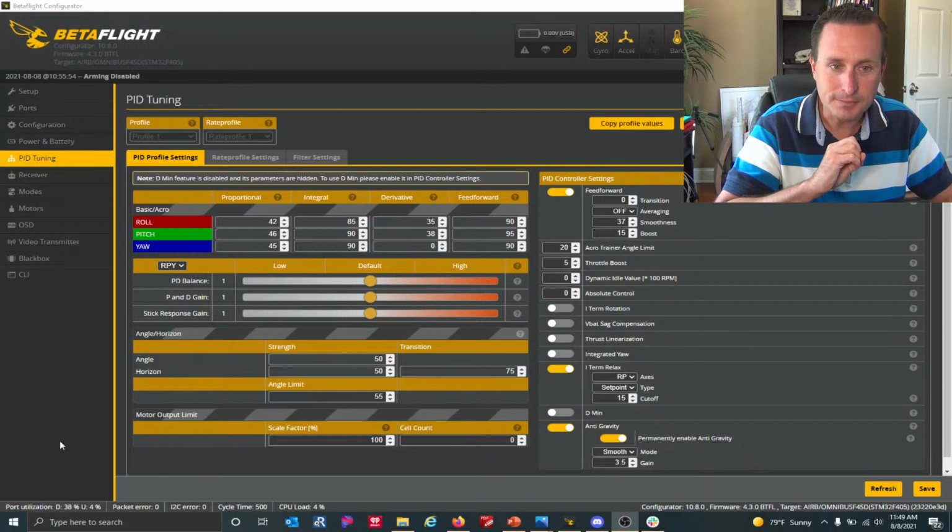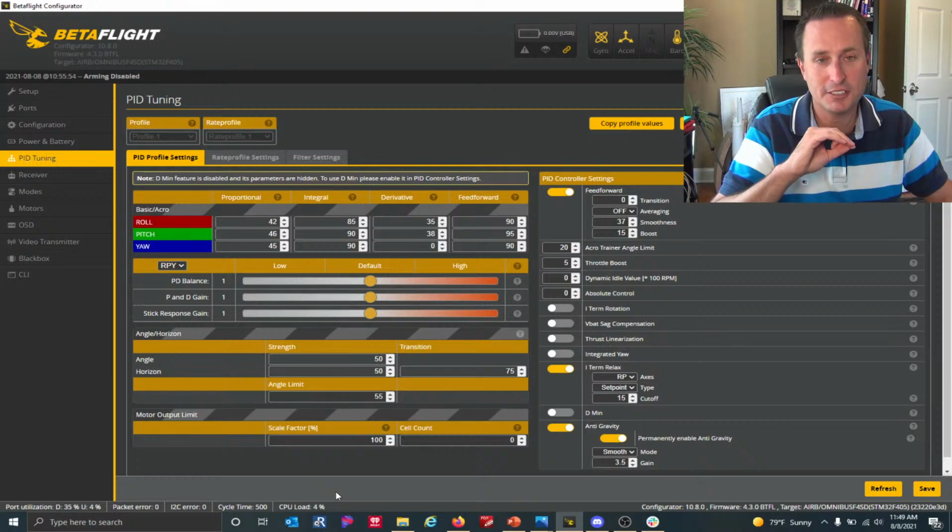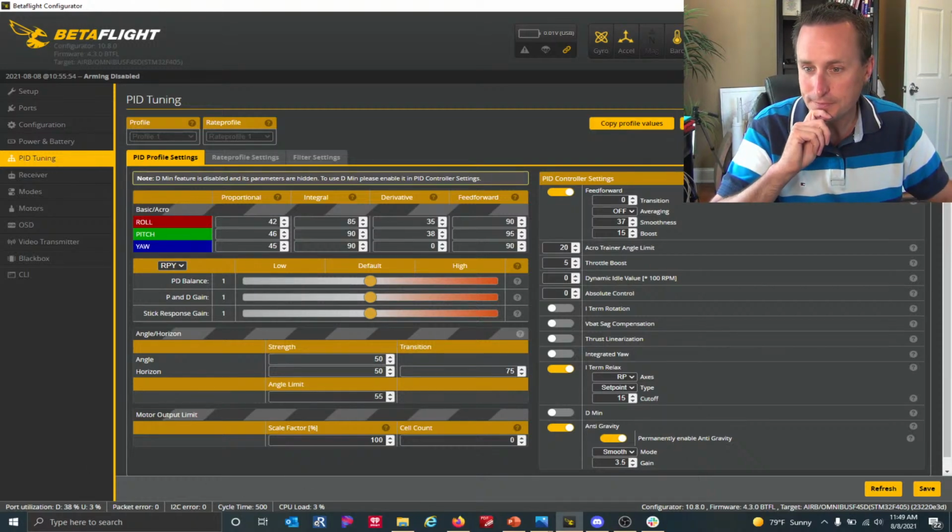Just remember, any given preset is just a default. That's all it is. It's just a starting point, and it might be a little closer to a specific quad class, like a cinelifter or a whoop. But it's just a default. It's not a custom tune for your specific rig. You might have little changes. It might be perfect. You don't know until you try it.